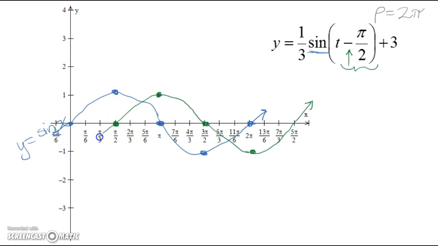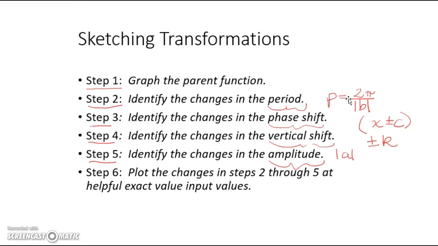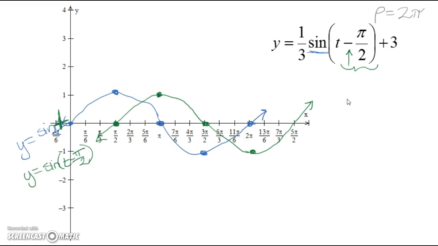There's the graph of, this is now y equals the sine of t minus pi over 2. And I guess I should go back and change that to sine of t. The next thing that we're going to handle after the horizontal shift or the phase shift is a vertical shift.